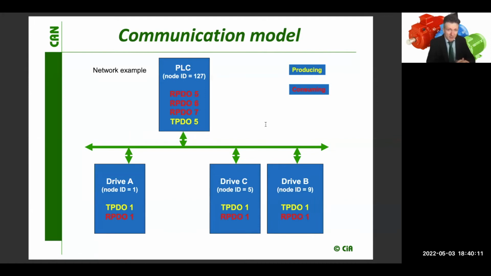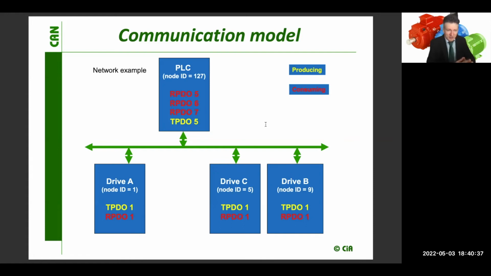So one device is always producing, other devices are consuming. How many of those can be? It could be one, many, or all devices could be consuming. It is marked here in color. Yellow color says this device produces process data, and red shows that it consumes.